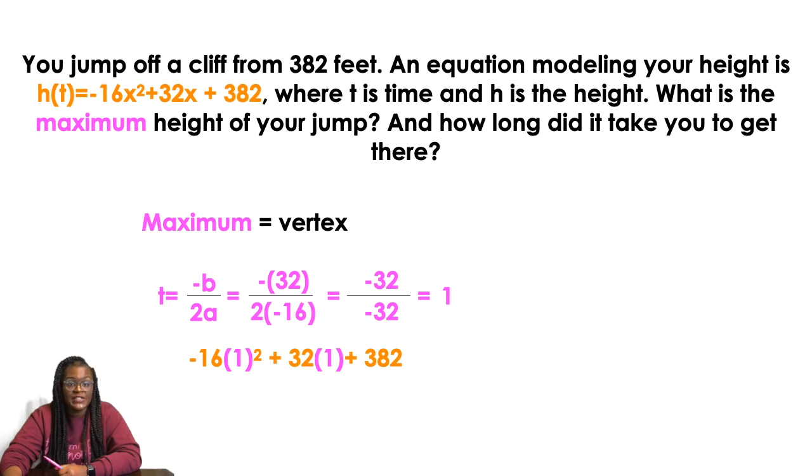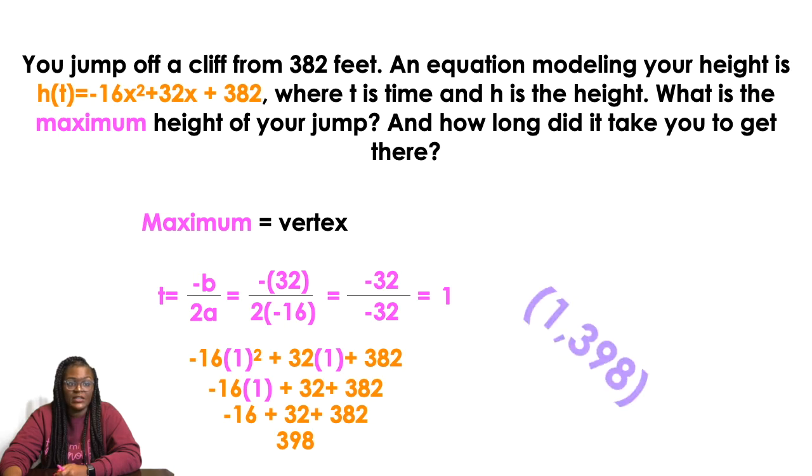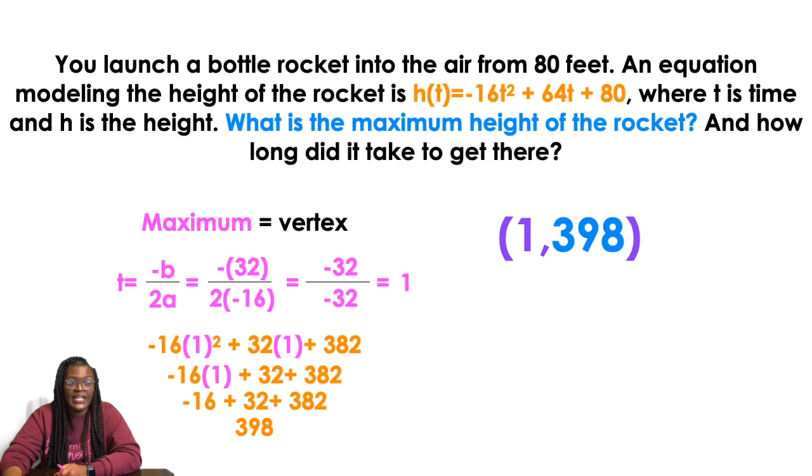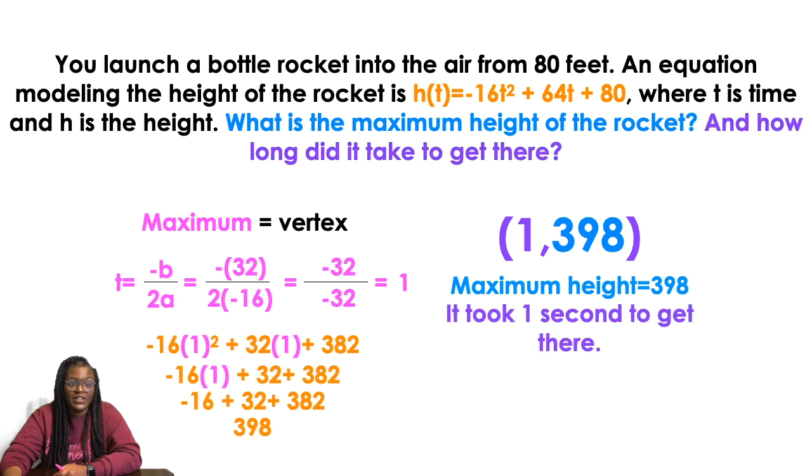I do PEMDAS, so that means exponents first, multiplication second, addition and subtraction from left to right. Okay, so you see the 398. So we just have to go ahead and interpret that, right? So maximum height is 398 feet, and it took 1 second to get there.